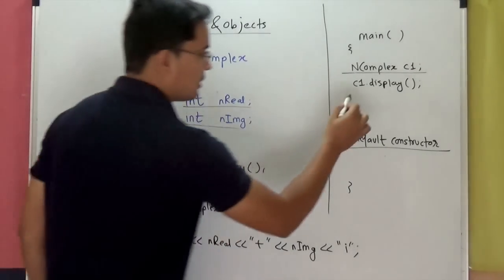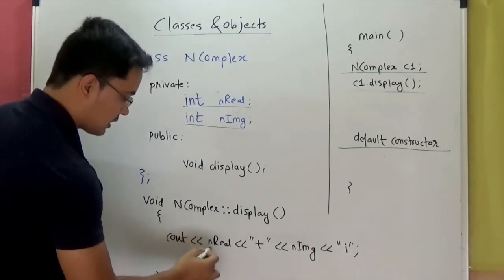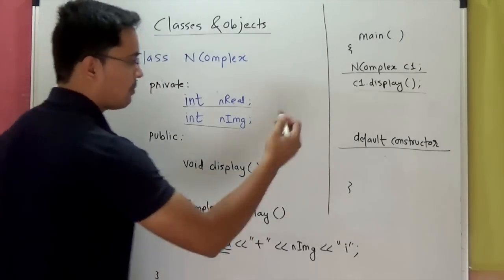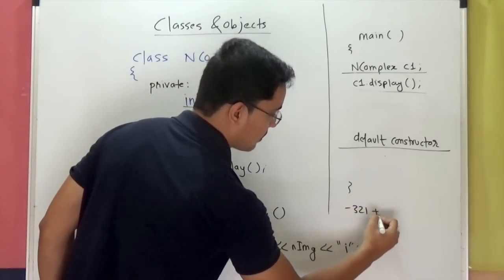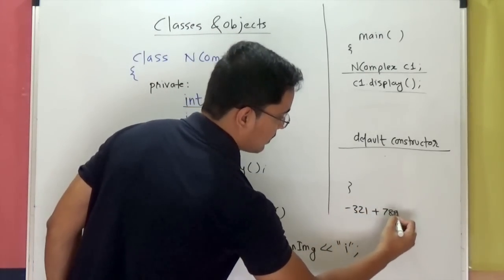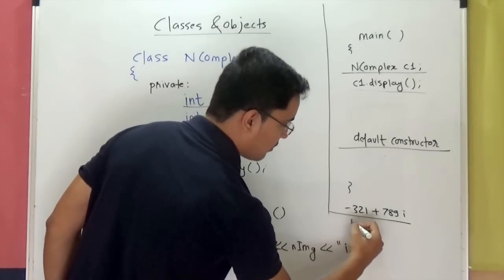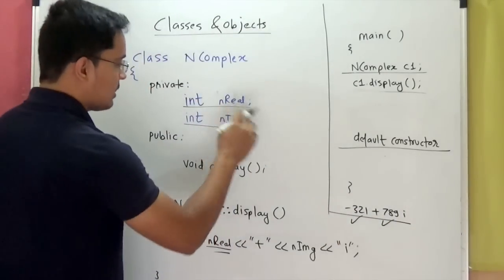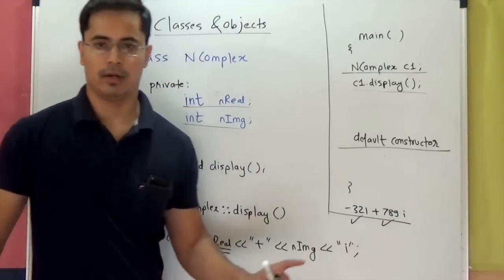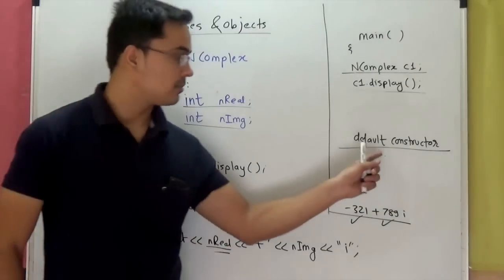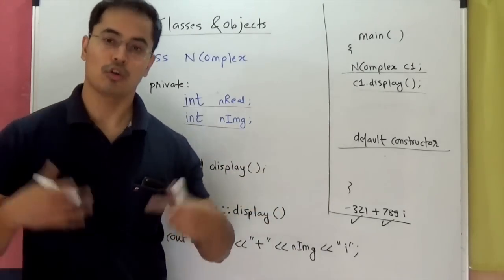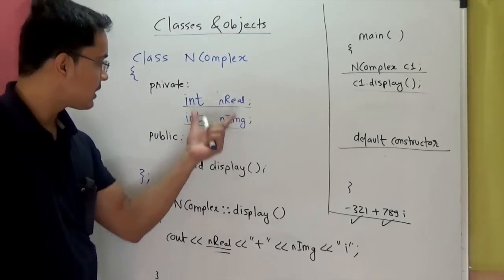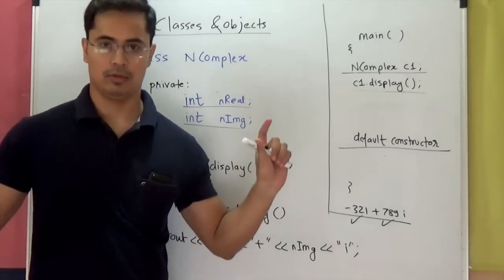And when you called C1.display, the display will use those garbage values, and you expect some output like minus 321 plus 789i. Any of these values of n real and n imaginary will be some garbage values, right? So there is something called a default constructor, which will be provided automatically to you and which will initialize your data members to garbage values, right?